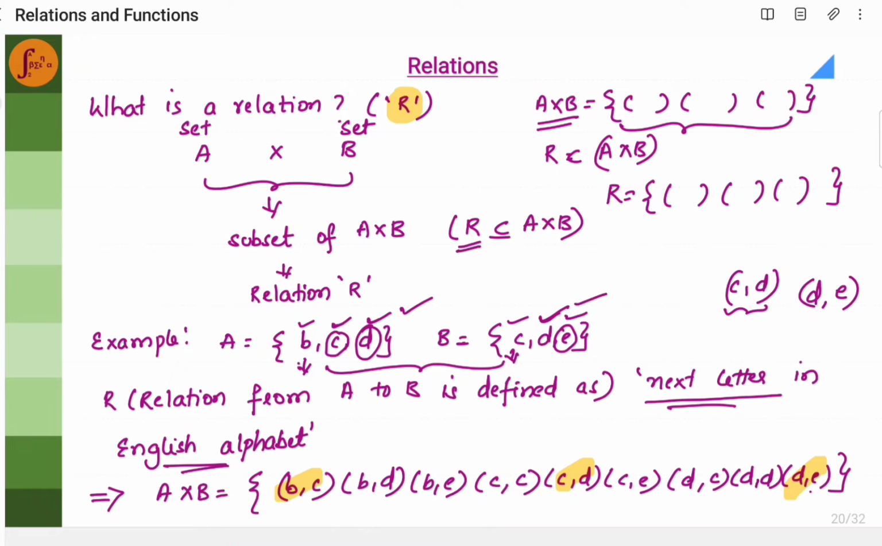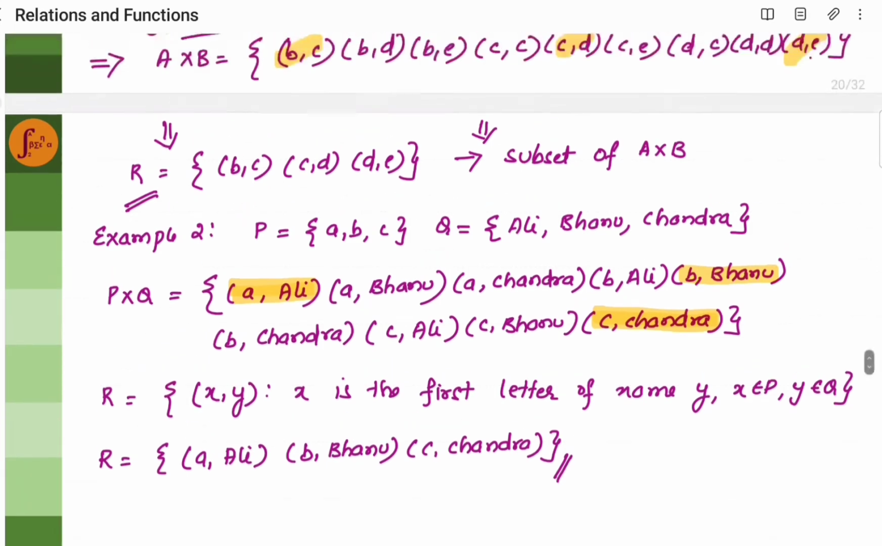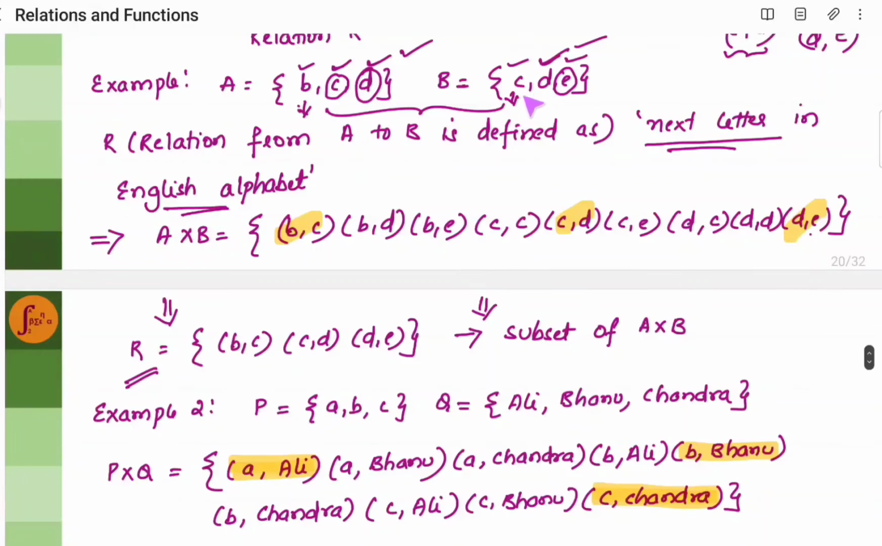Now what is R? R will be another set, which has a relationship between set A and set B. And what should the relationship be? It should be next letter in English alphabet. So which are the pairs here which have next letters? B, C. This satisfies this relationship. If you take the first element from set A and the second element from set B, the second element should be the next letter in the English alphabet of the first element.